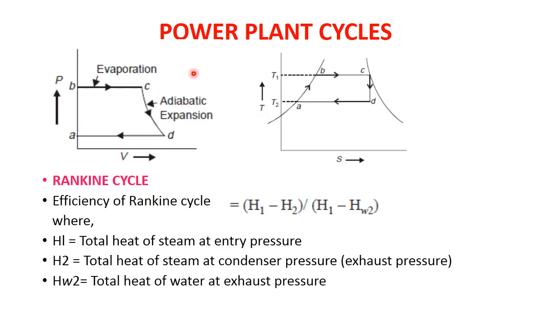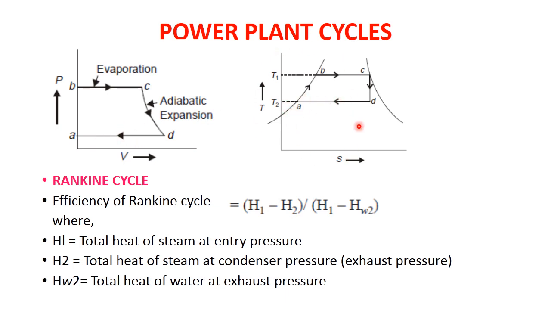So here a PV diagram and a TS diagram are shown for a Rankine cycle, and you will see that A to B, B to C, C to D and D to A are the processes. So B to C process is evaporation, C to D is the adiabatic expansion, and therefore A to B will naturally be the compression, where the pressure is increasing at that stage, but at the same time volume remains constant. So again, this is an ideal cycle.